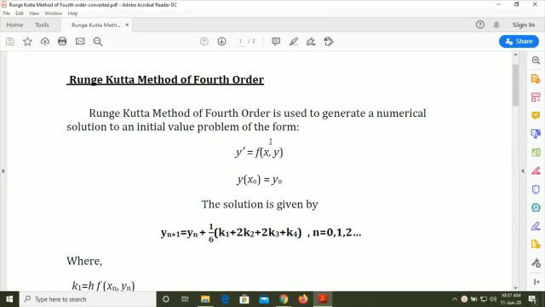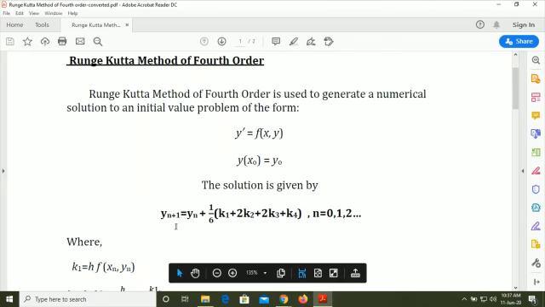Here we consider a first order differential equation of the form y' = f(x, y). But we can solve a second order differential equation also using this Runge-Kutta method. Also, this is applicable for simultaneous differential equations also.